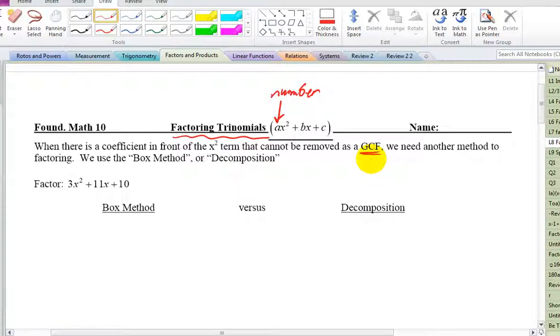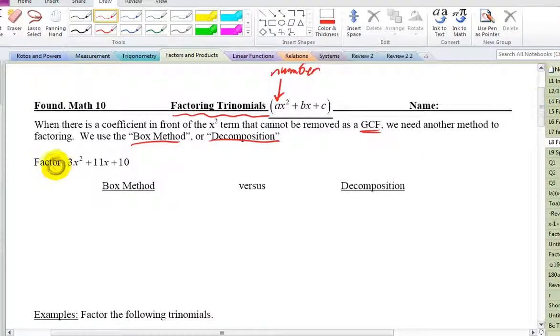What we're going to do is use box method or decomposition. I'm going to start with box method. So here we have a trinomial we need to factor. For the box method, we set up a box to help us check how we can get 11x. So basically what we have is a box, and I just draw the inside. If you want to draw the complete box, you're totally welcome to.